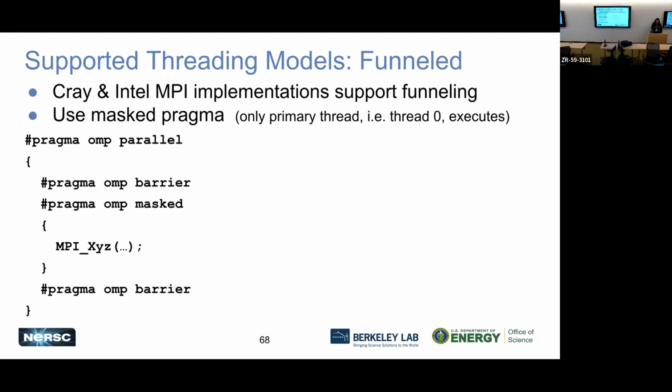If we're going to use funneled, okay, so this is supported for us, you want to use the masked pragma, so that only the primary thread will execute it. So again, it's a similar thing. We have a barrier, we use masked, and we do this MPI call, and then we have another barrier, and then we continue on with our business.